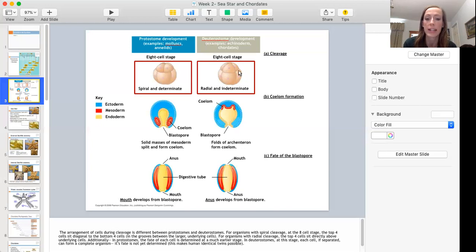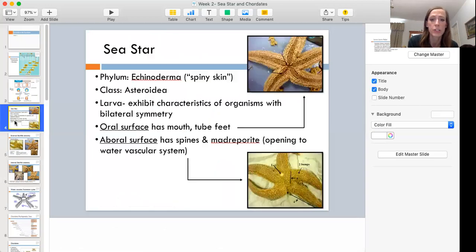So this is called indeterminate cleavage at this point for deuterostomes. Okay, so that's a difference we hadn't talked about. Everything we're going to look at today is in this category, these deuterostomes. Okay, the first organism that we're going to look at is the sea star.